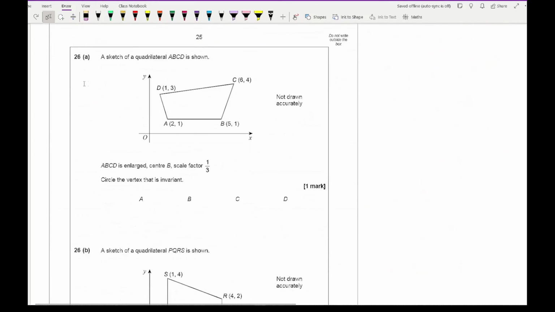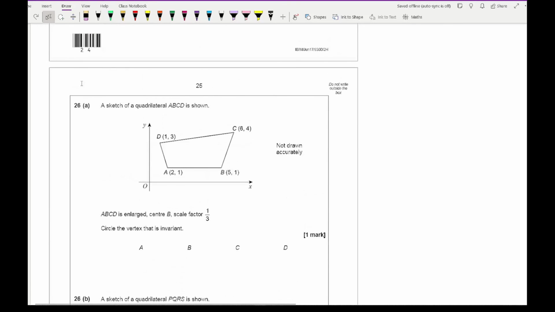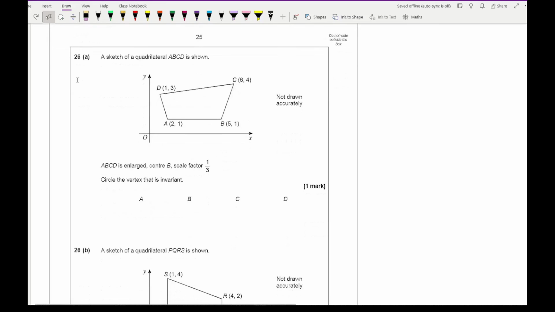Then moving on to question 26a, it says a sketch of quadrilateral ABCD is shown and ABCD is enlarged by scale factor one third. Circle the vertex that is invariant. Invariant means that it does not move. So here, if the centre is at B, which one is not going to move? Well, clearly it's going to be B, because that is going to stay the same.